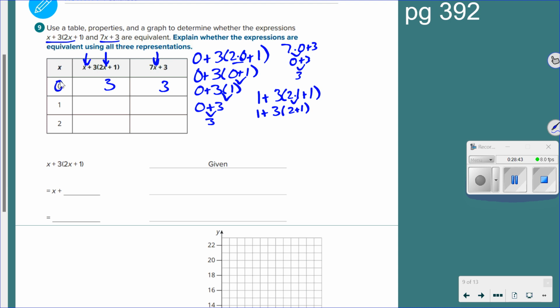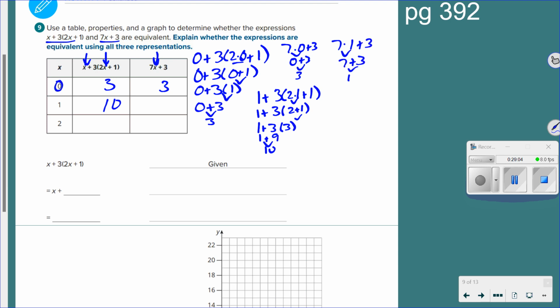So now we add the 2 plus 1. 1 plus 3 times 3. 1 plus 9 gives me 10. 7 times 1 plus 3. Multiply before we add. 7 plus 3 gives me a total of 10.